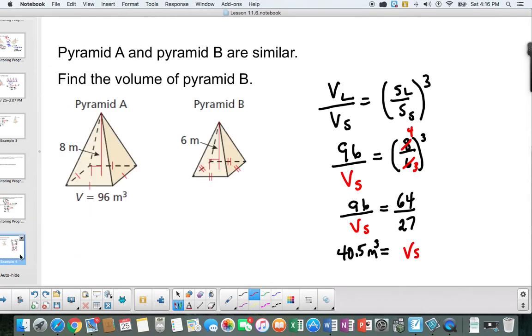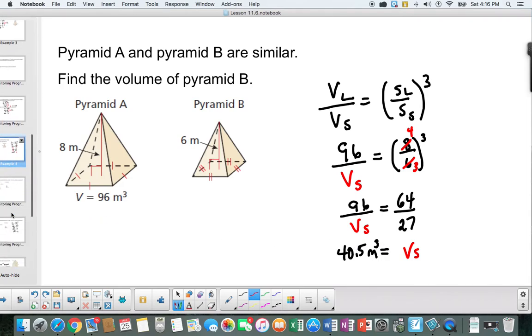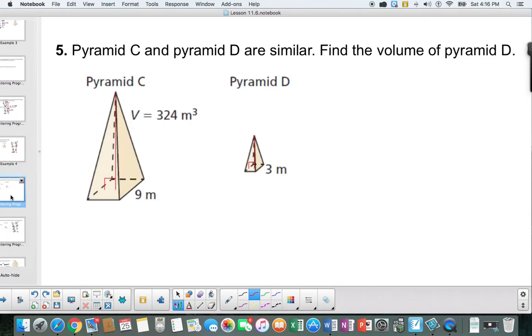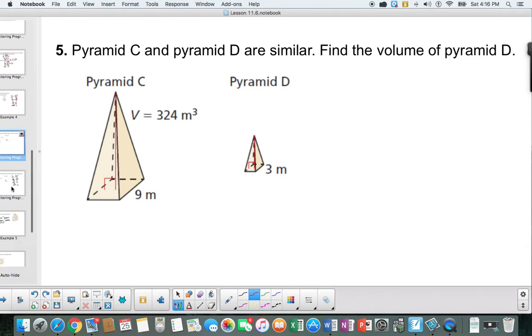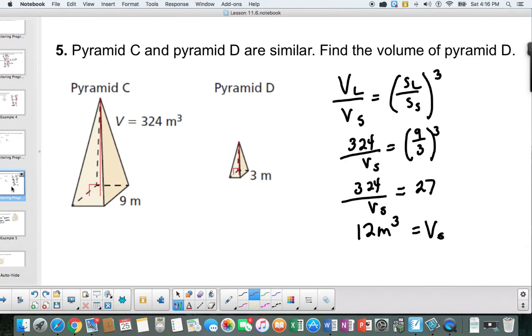All right, let's take a look at similarity with volumes, very similar to what we did with similarity with prisms. We use the same formula here. And so the volume of the large over the volume of the small is the scale factor cubed, because I'm talking about volume. I went ahead and reduced this before I cubed it, and then I solved for the unknown. Your turn. Go ahead and stop the screencast and see what you can do. And you should be able to get this answer.